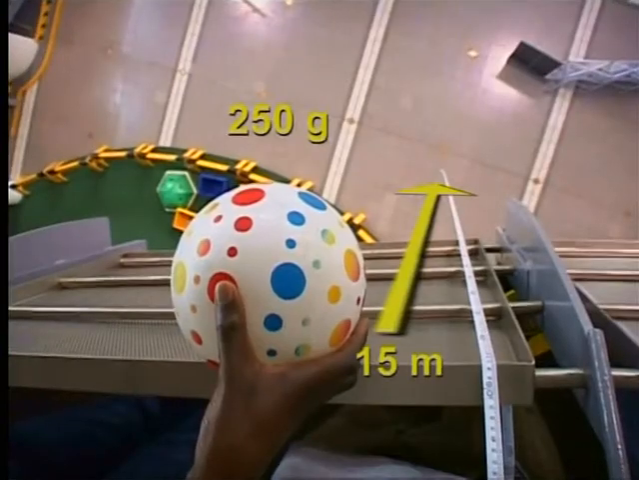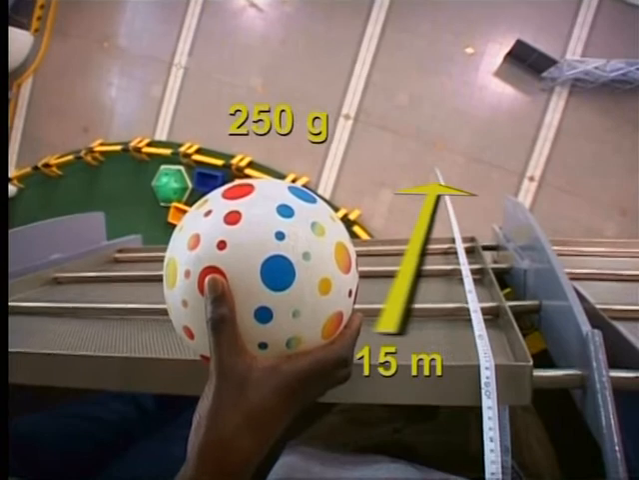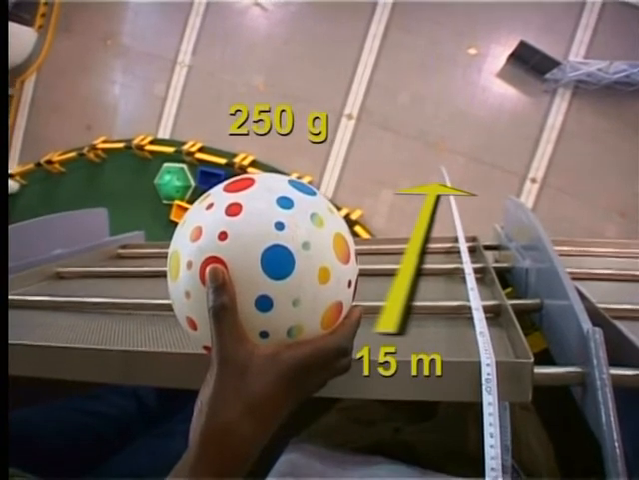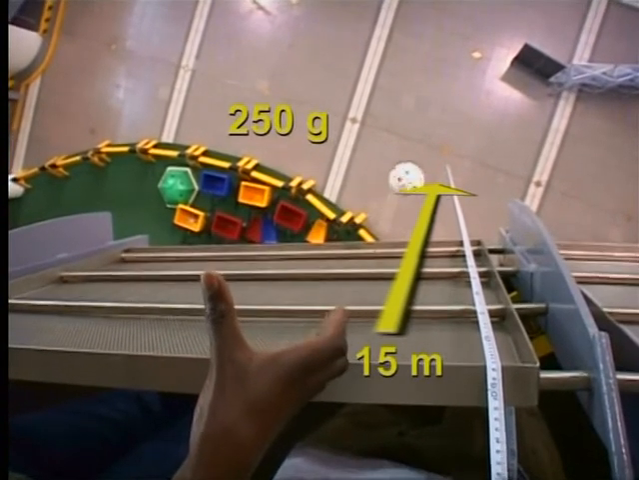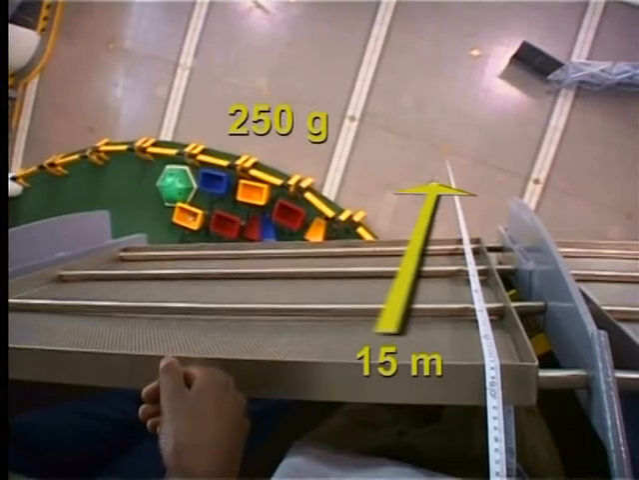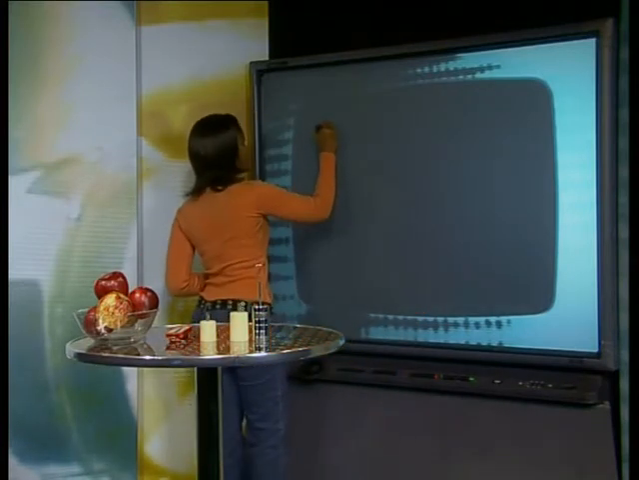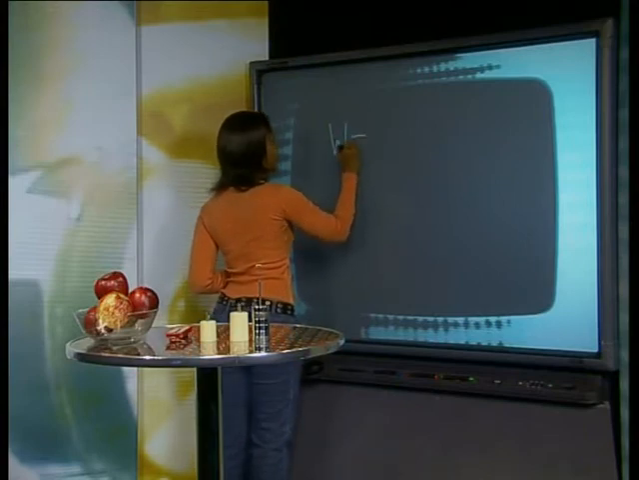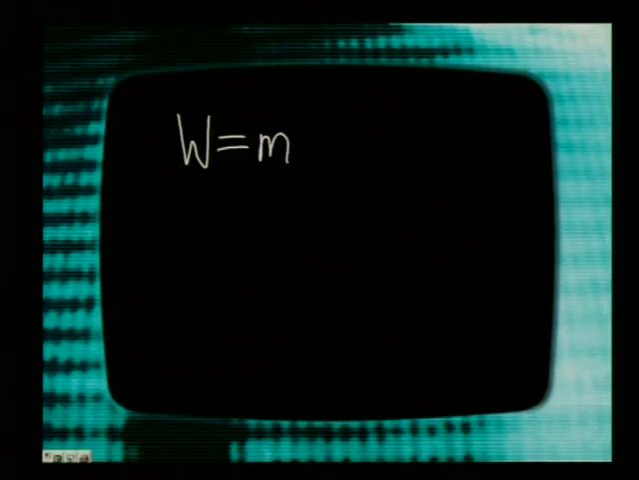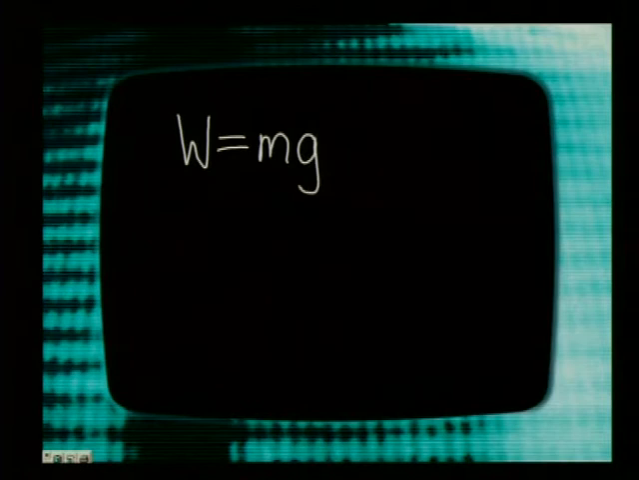Now, to begin, let's look at the task I gave you at the end of the last lesson. Calculate the work done by the gravitational field when a ball with a mass of 250 grams falls from a height of 15 meters above the ground. The first thing we need to do is find the weight of the ball. Remember, weight can be found using the equation W equals m times g, mass times gravitational acceleration.